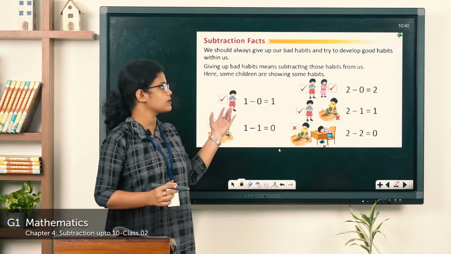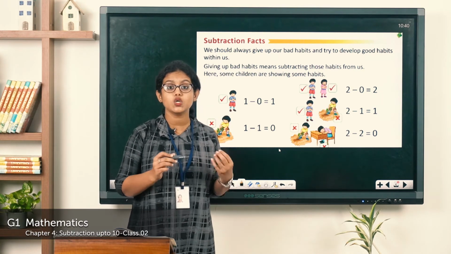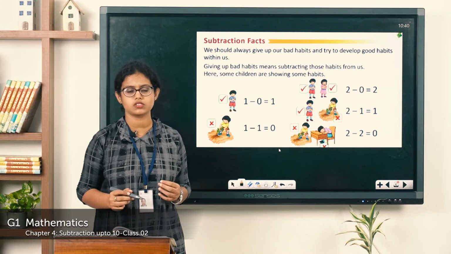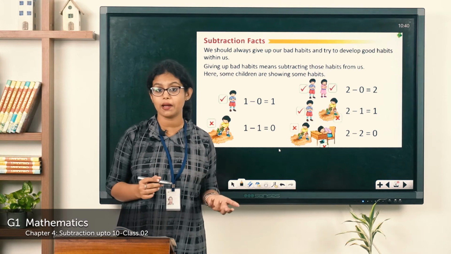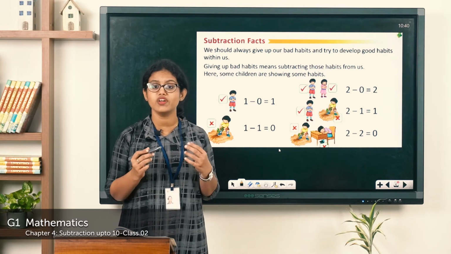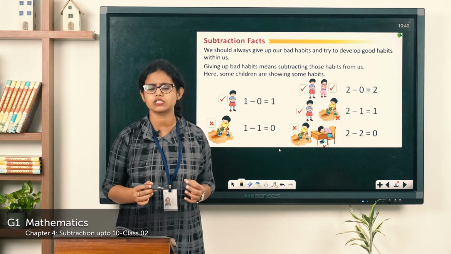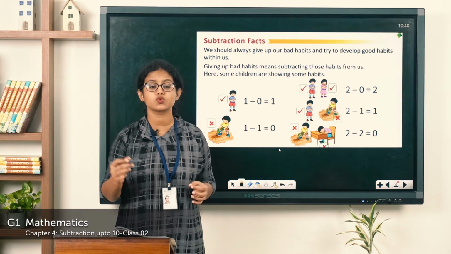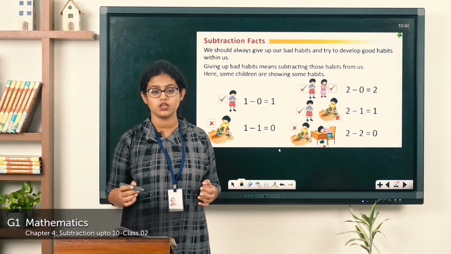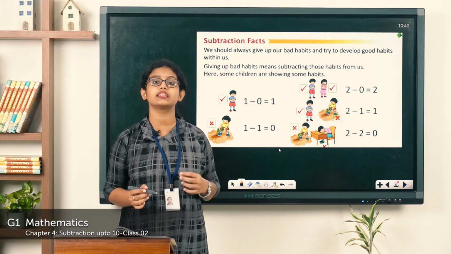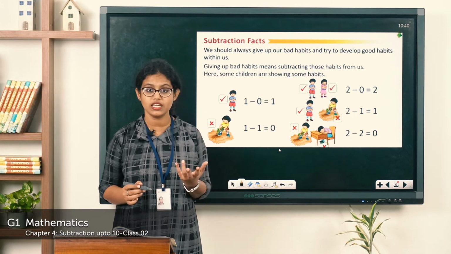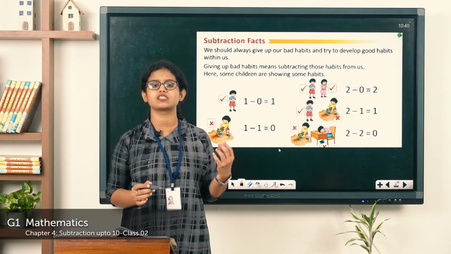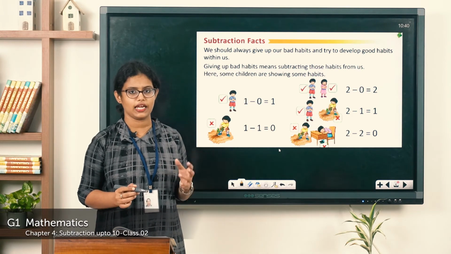So, these are some sums which are based on good habits and bad habits. So, do we need to follow good habits in our life or bad habits in our life? We should always follow good habits in our life. And what about these bad habits? We have to give away these bad habits from our life. Or you can say, we have to subtract these bad habits from our life.